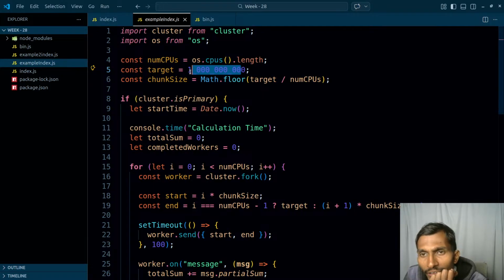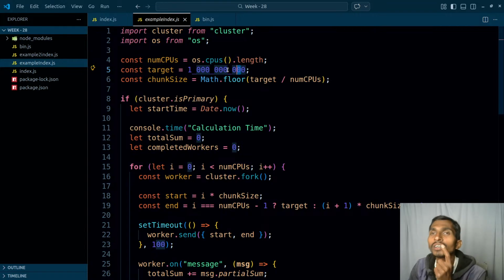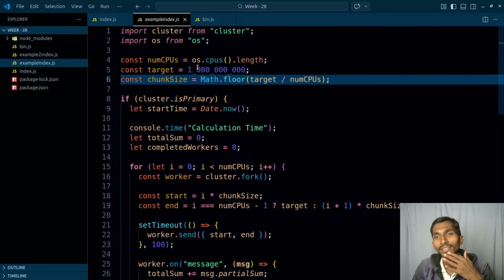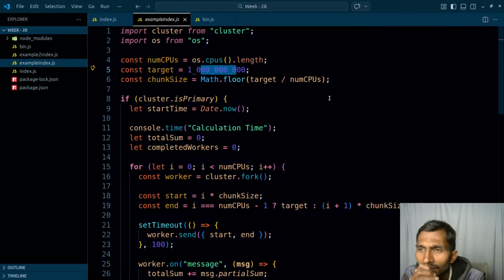So units, tens, hundreds, thousand, 10,000, lakh, 10 lakh, crore, 10 crore. How am I calculating? 10 to the power 6 is 1 million. So 10 to the power 1, 2, 3, 4, 5, 6. But only when I divide by 100. I'm confused.